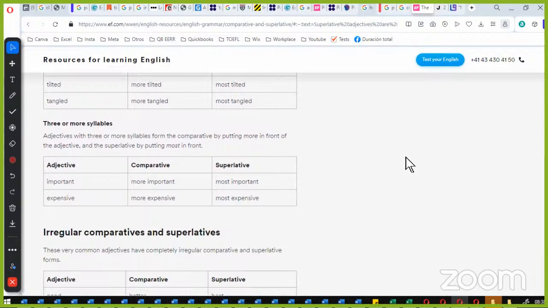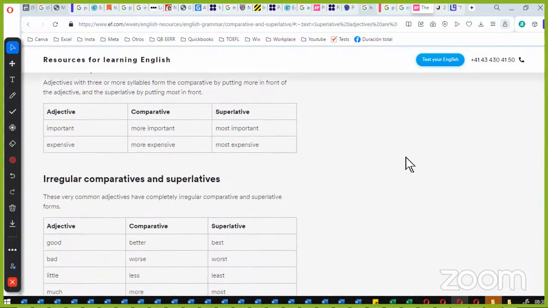Three or more syllables. Adjectives with three or more syllables form the comparative by putting more in front of the adjective, and the superlative by putting most in front. Important, more important, most important. Expensive, more expensive, most expensive.